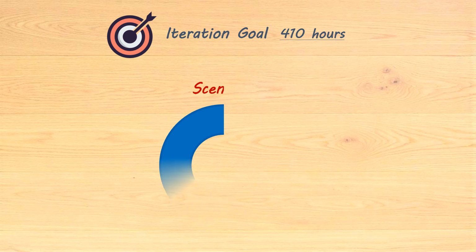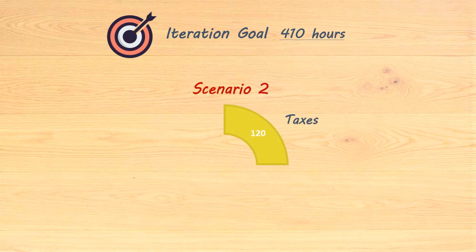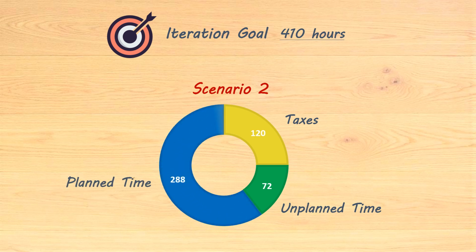However, with scenario 2, the team adopts the following principles. 25% of their time is set aside for taxes. Based on the experience from previous iterations, they allocate 15% of their time for unplanned time. The remaining 60% is left for planned time. Based on this scenario, the team would not commit to the iteration goal, which would be the right thing to do.